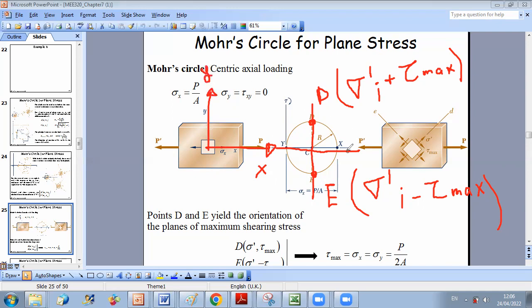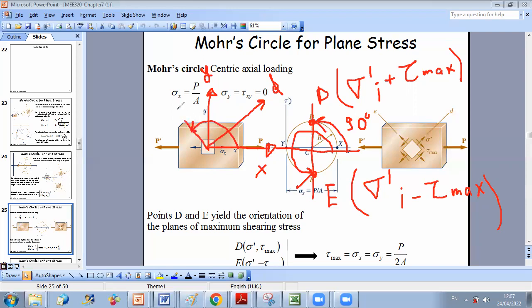Since I rotated on Mohr circle from big X to big D an angle of 90 degrees, this means that I should rotate on my element an angle of 90 over 2, which is 45 degrees. So this is axis small d. And since I rotated from big X to big E an angle of 270 degrees, I should rotate 135 degrees from X to get axis small e.